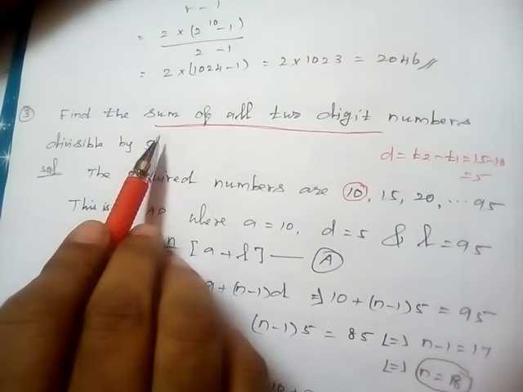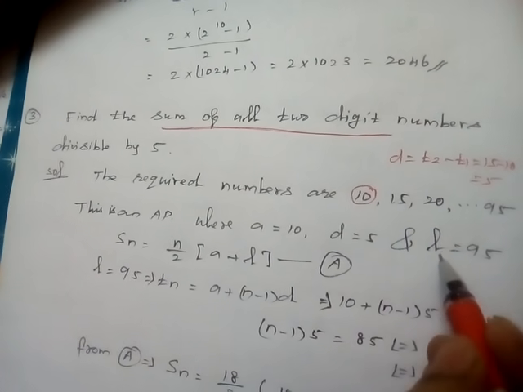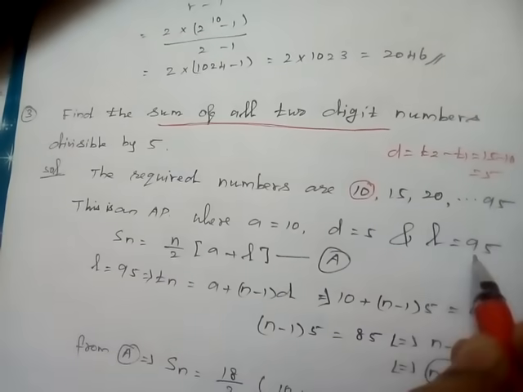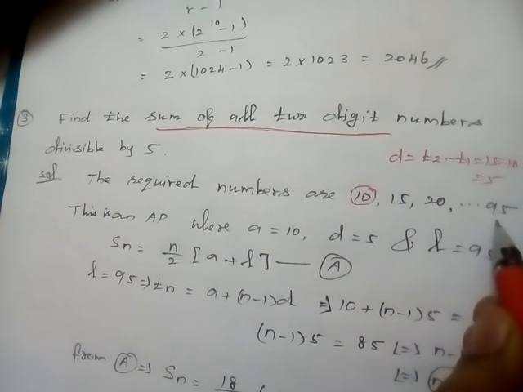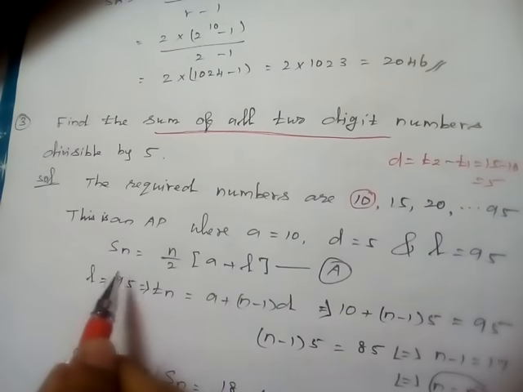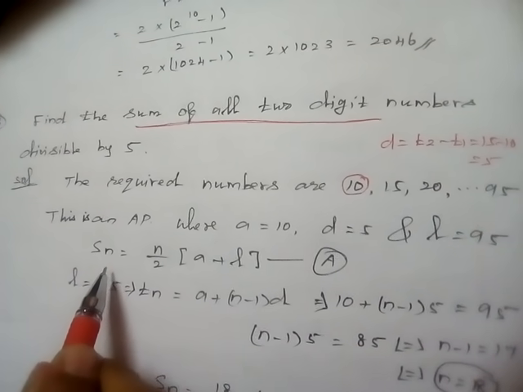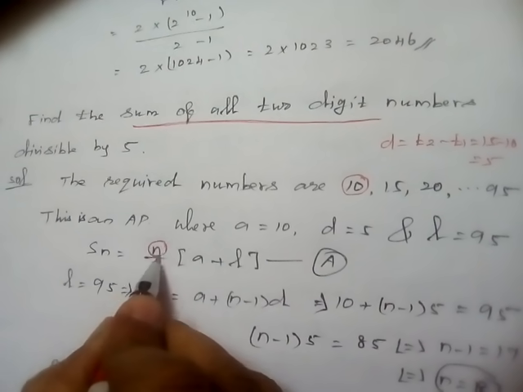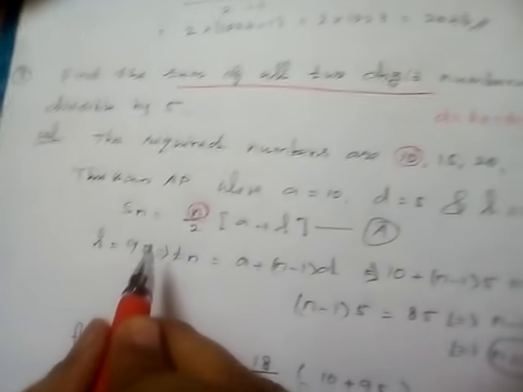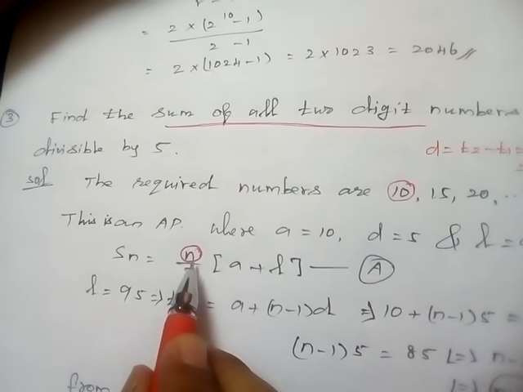Now we are going to find the sum of all 2-digit numbers divisible by 5. Here L equals the last term, L is equal to 95. 95 is the last term of this series. Therefore Sn equals n by 2 times a plus L. Before that, we don't know the value of n, so before going to the sum, we must find the value of n. How to find the value of n?